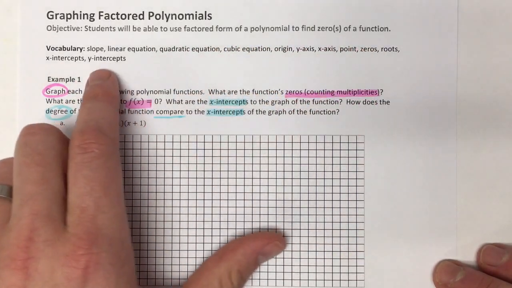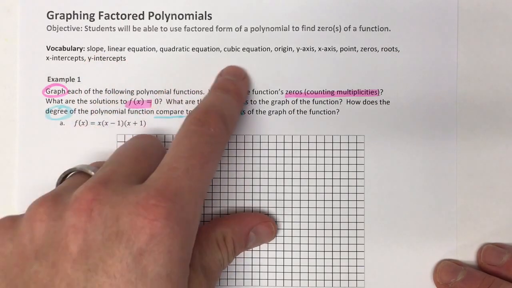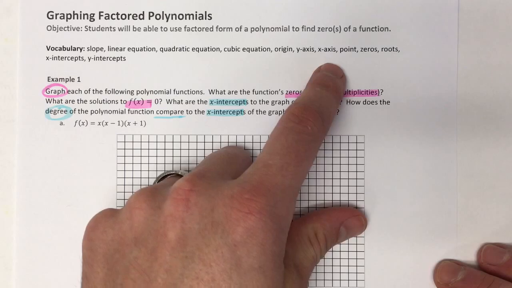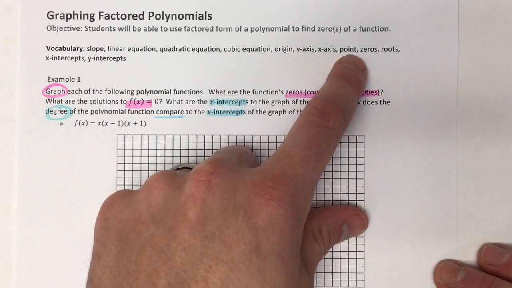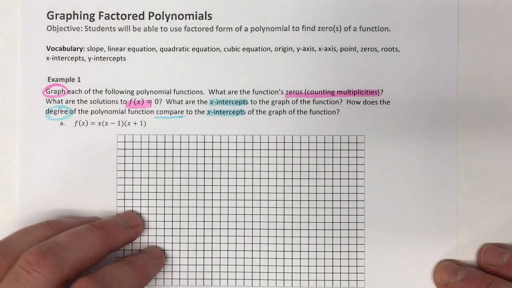of a function. Some of the vocabulary that you might hear today: slope, linear equation, quadratic equation, cubic equation, origin, x-axis, y-axis, point, zeros, roots, x-intercepts, y-intercepts, multiplicity.